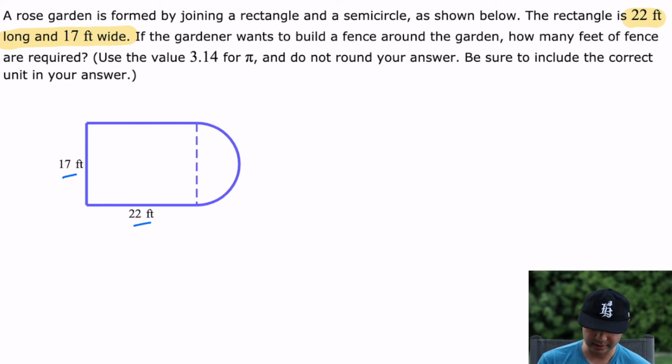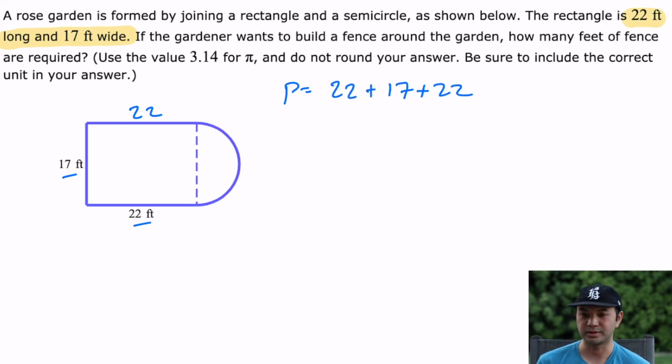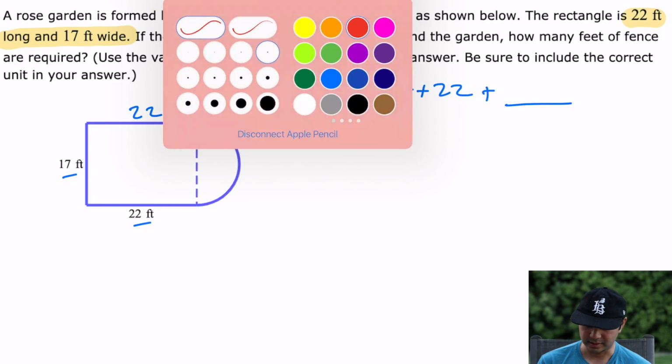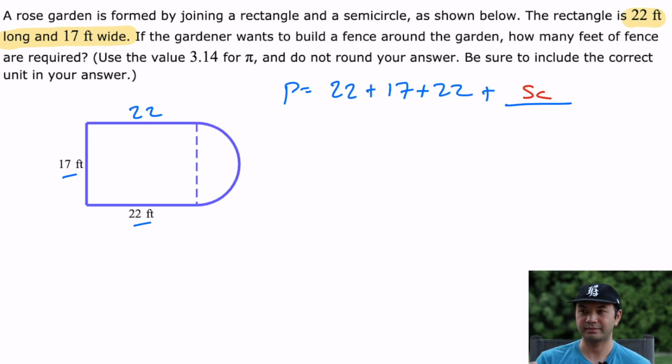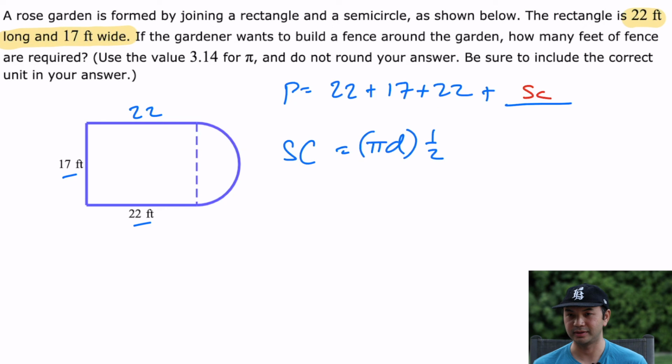This is 22 here, 17. If it's a rectangle, that means this is also 22. Okay, so the perimeter would be 22 plus 17 plus 22 plus whatever that semicircle is, plus the semicircle. Okay, so let's try to find that. If you know that the semicircle is half a circle, you get the circumference, right, is equal to pi times the diameter. And then, so the semicircle is going to be 1/2 of that, because it's going to be half of the actual circle.